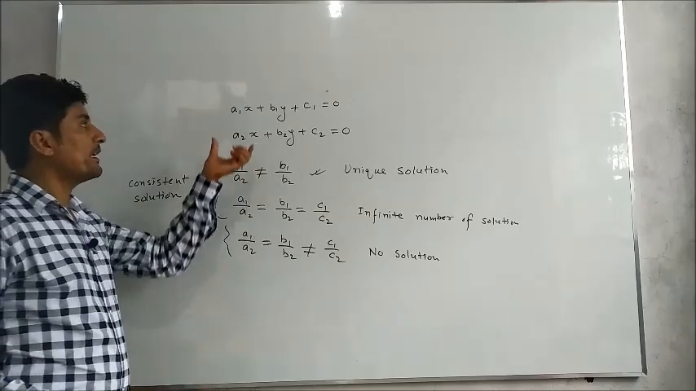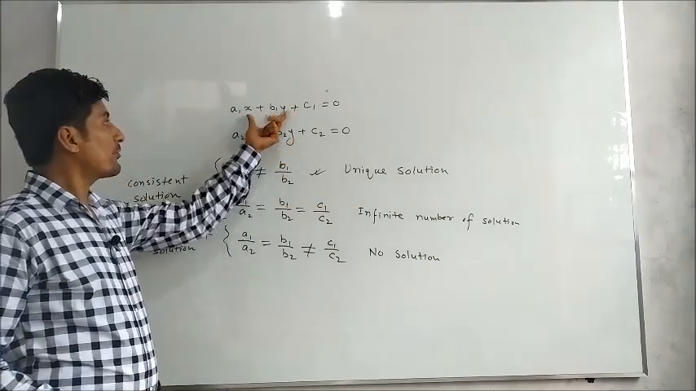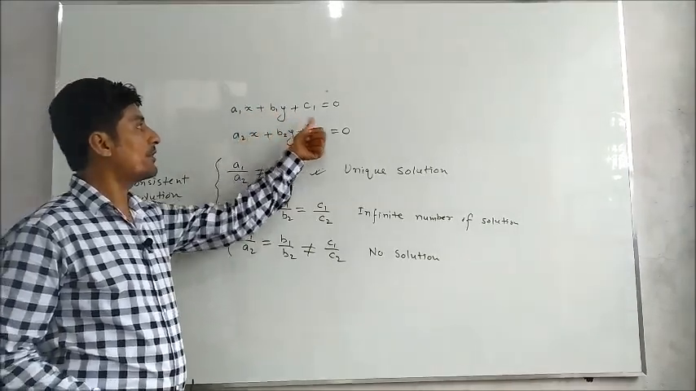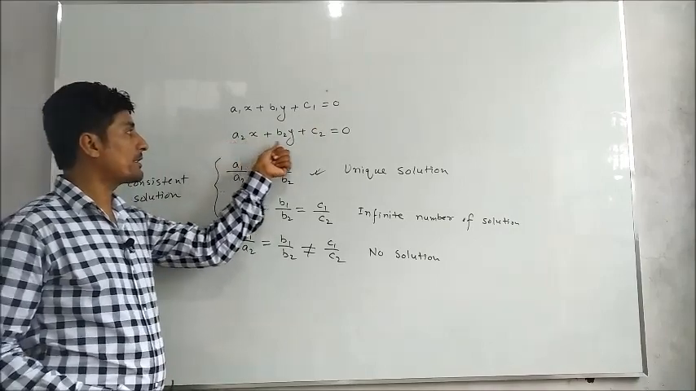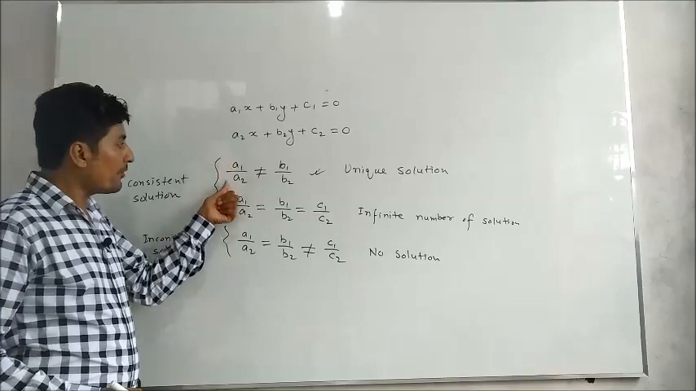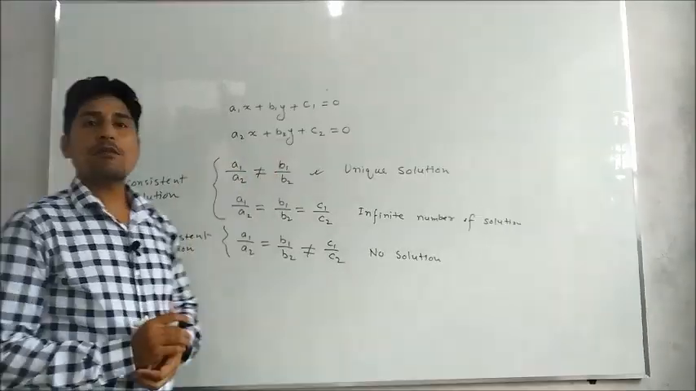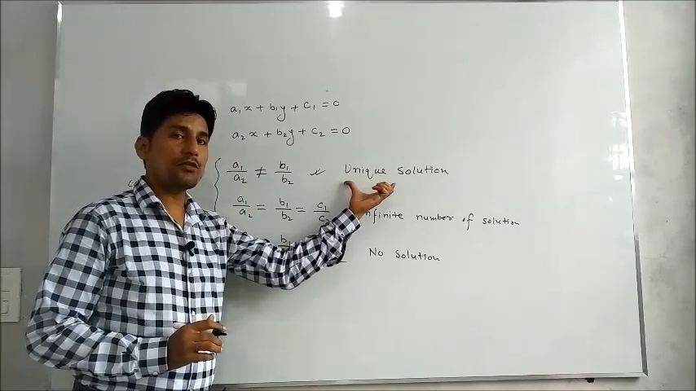So let us see from the beginning. Suppose we have two different linear equations. The first linear equation is a1x plus b1y plus c1 equals 0, while the second one is a2x plus b2y plus c2 equals 0. If the ratio of a1 upon a2 is not equal to b1 upon b2, then that type of system of linear equations will have the unique solution.